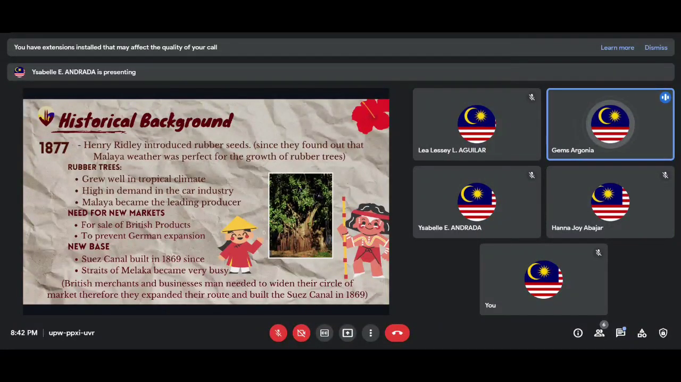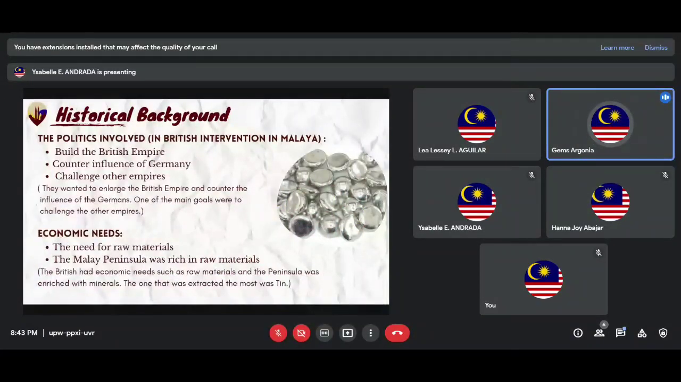So there was the need for new markets for the sale of British products, and to prevent German expansion. The Suez Canal was built in 1869. Since the Straits became so important, British merchants and businesses needed to widen their circle of markets. Therefore, they expanded their routes. These were the politics involved in British intervention in Malaya.